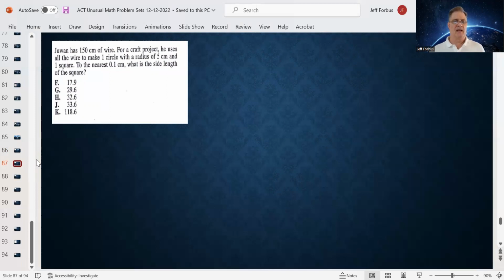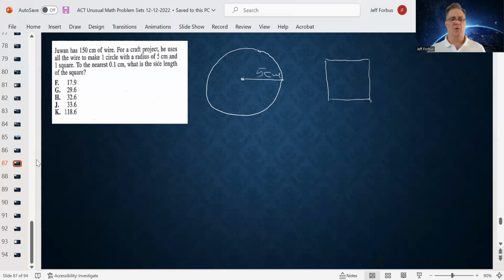Jawan has 150 centimeters of wire. For a craft project, he uses all the wire to make one circle with a radius of 5 centimeters and one square. So he's going to make a circle and a square. To the nearest 1/10 of a centimeter, what is the side length of the square? So we're looking for the side length of the square.